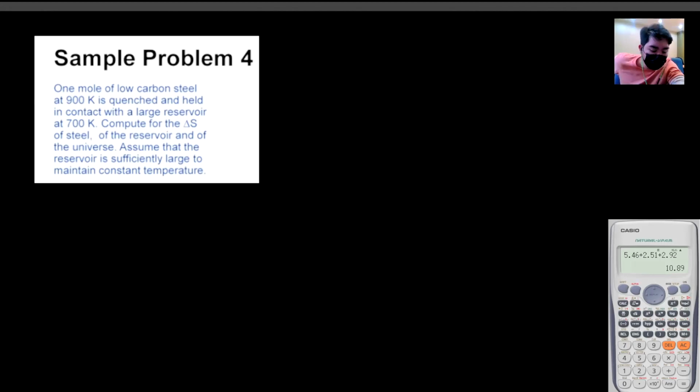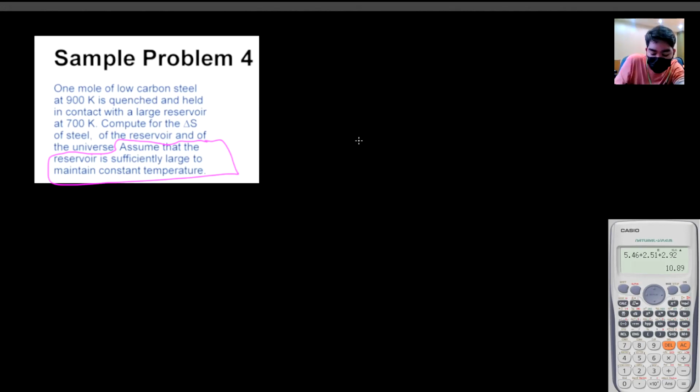So let's assume that the reservoir is sufficiently large to maintain that constant temperature. So this is an important assumption class. No? Now, when you see these types of problem, always may kasama siyang ganitong assumption. No? So ito. Assume that the reservoir is sufficiently large to maintain constant temperature.